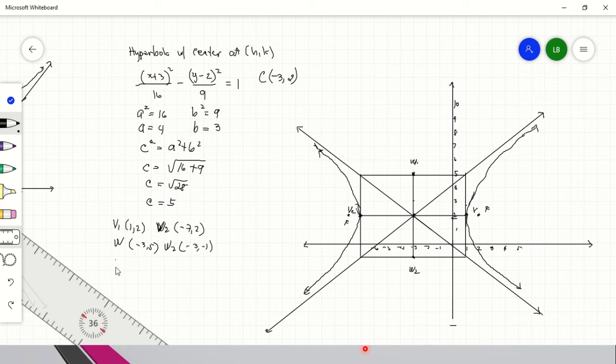Focus. So, ito siya. So, we have (2, 2). And ito. So, (negative 8, 2).